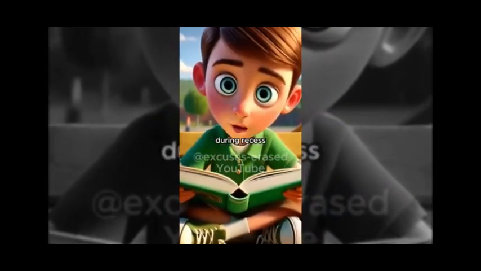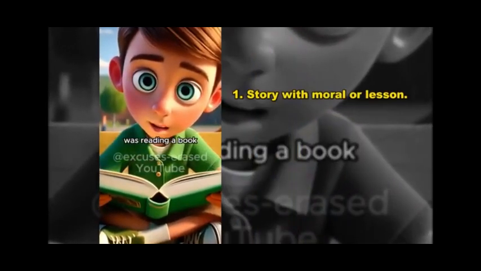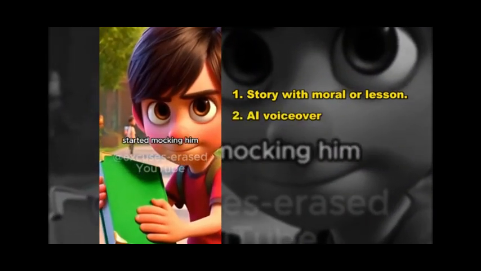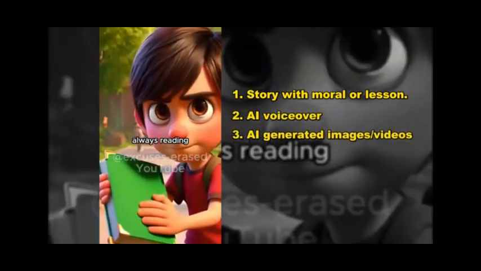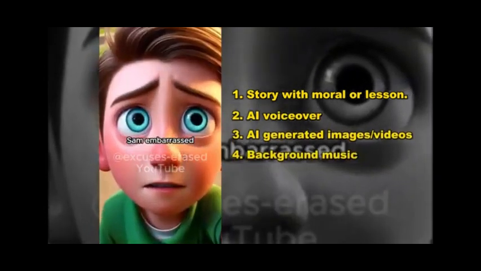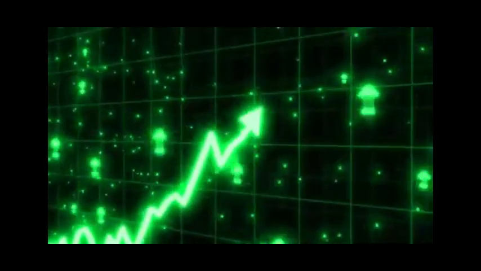As you can see, these videos consist of a couple of parts: a story with a moral or lesson, an AI voiceover, AI-generated images and videos, background music and captions. So let's start with the most important part, the story, because a good story is going to determine if your video goes viral or not. Luckily, I'll show you the 2 best ways to create these stories right now.